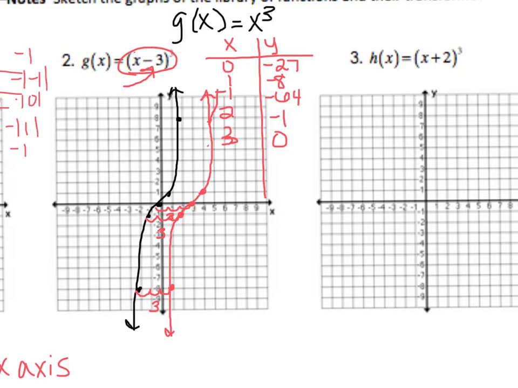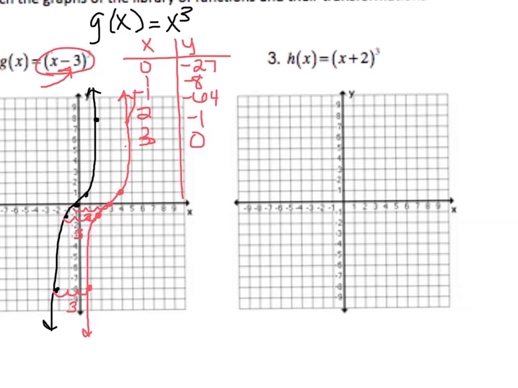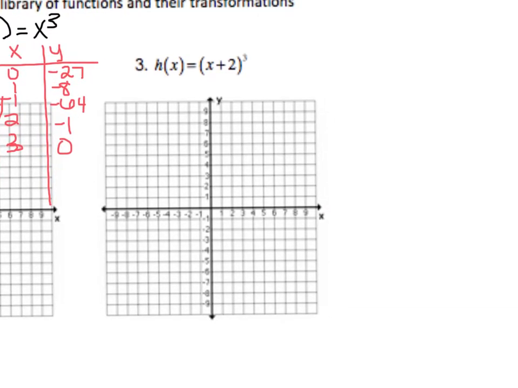So let's take what we learned in number 2 and apply that to number 3. Go ahead and graph the parent function. I'll do the same. So the parent function for this is still x cubed. So I have 0, 0, 1, 1, 2, 8, negative 1, 1, negative 2, 8.